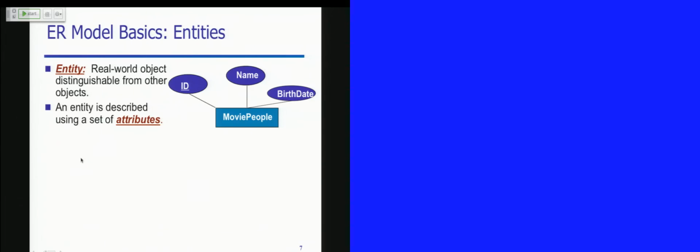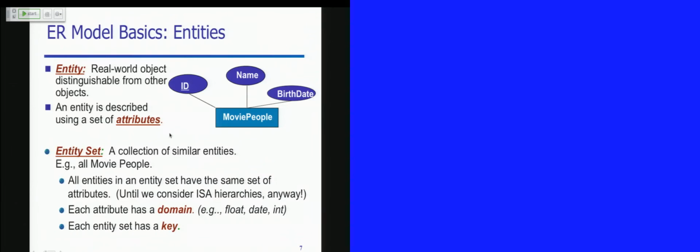An entity is described using a set of attributes. Attributes are ID, name, and birthday here. And an entity set is a collection of similar entities, e.g. all of the movie people. So an entity set will be the set of all people that are movie people. All entities in an entity set have the same set of attributes.